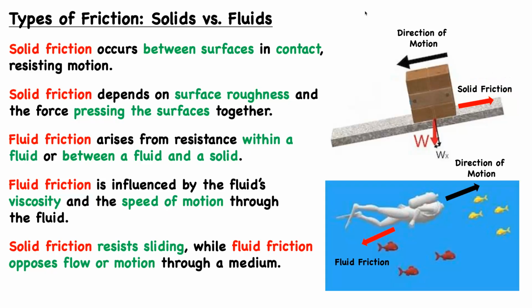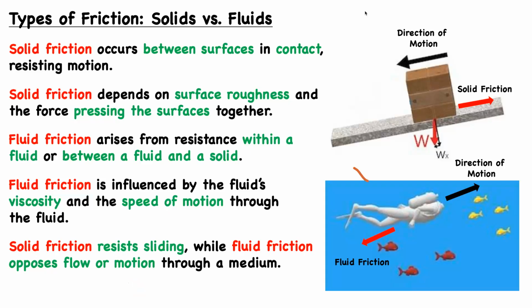Now, fluid friction is fundamentally the same, but with a few key differences. Fluid friction arises from resistance within a fluid or between a fluid and a solid. And fluid friction is therefore influenced by the fluid's viscosity and the speed of motion through the fluid. So the key takeaway is that solid friction resists sliding, while fluid friction opposes flow or motion through a medium.